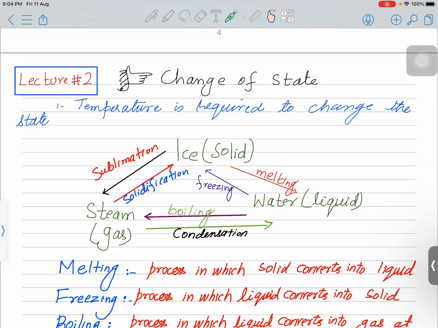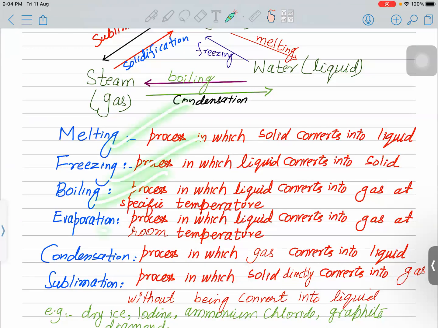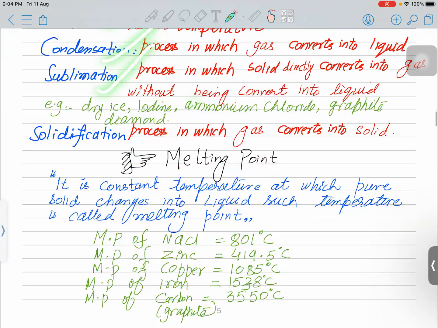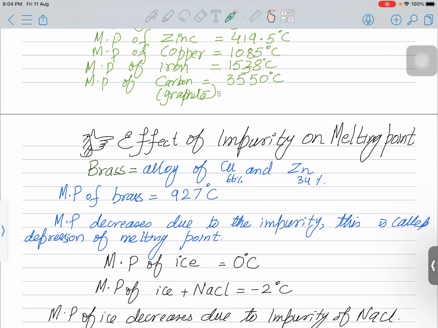In lecture number 2, we have discussed the changes, how solid converts into liquid, liquid converts into steam. Then we have discussed what is melting, what is freezing, boiling, evaporation, condensing, and sublimation. Then we discussed melting point, what defines the melting point, and the effect of impurity on melting point. Can anyone tell me what is the effect of impurity on the melting point?